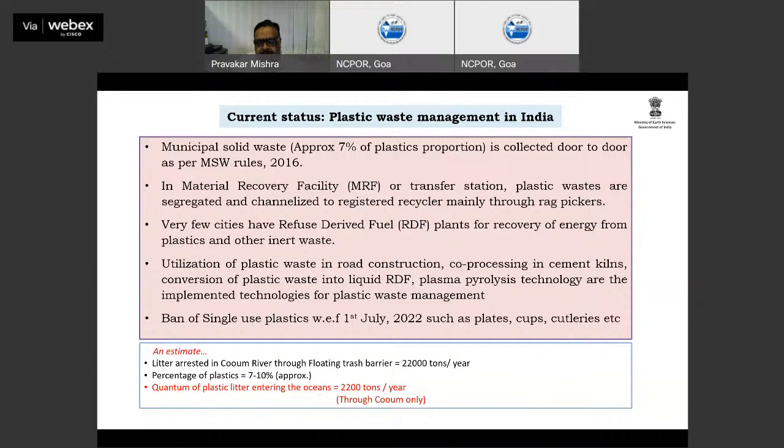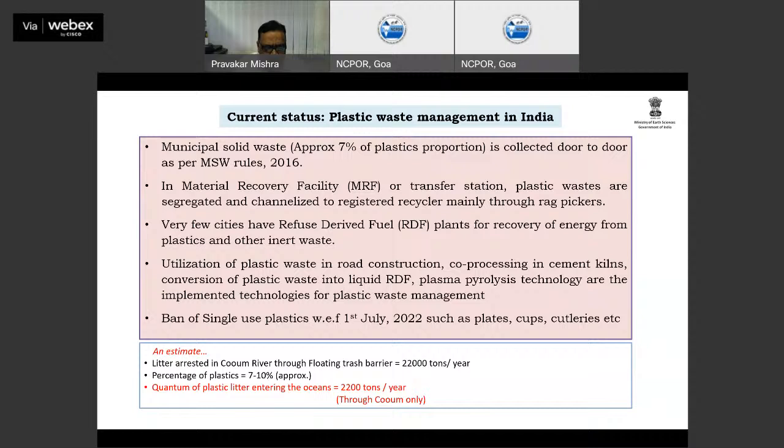On the current status of plastic waste management in India: in municipal solid waste, only approximately 7% of the plastic proportion is collected door to door as per the MSW Rules 2016. In material recovery facilities or transfer stations, plastic waste is segregated and channelized. We have a ban on single-use plastic like plates, cups, and cutlery, but we are still using plastics for road construction, co-processing in cement, and even oil technology.